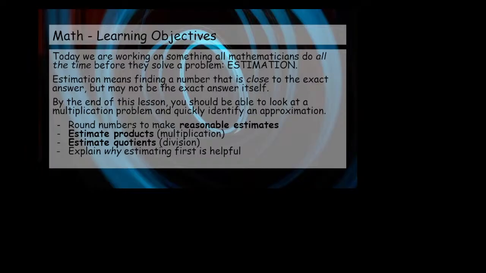By the end of this lesson, you should be able to look at a multiplication problem and quickly identify an approximation, round numbers to make reasonable estimates, estimate the products, estimate the quotients, and explain why estimating first is helpful. Estimating products is multiplication and estimating quotients is division, so basically you'll be learning to do both.